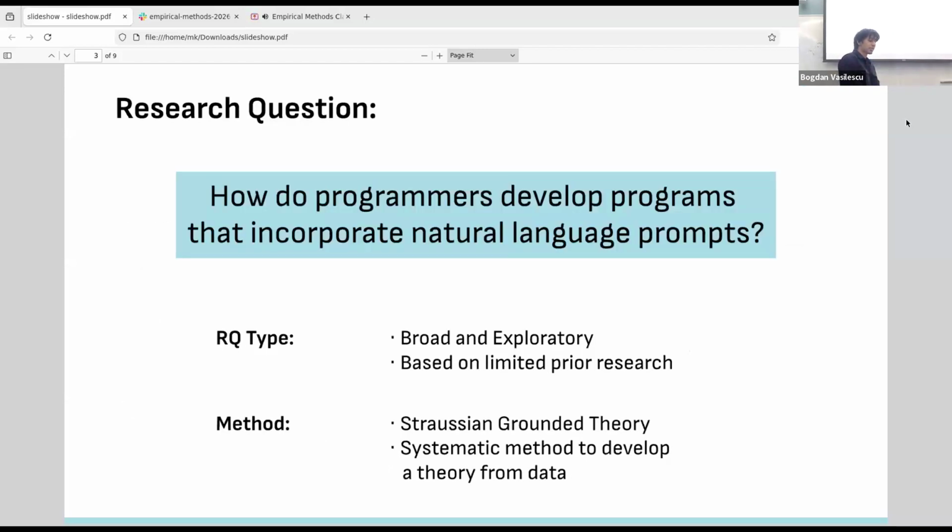So their question was, how do programmers develop programs that incorporate natural language prompts? And so that was their only research question. It's very broad and exploratory. And they used this Strauss grounded theory method for developing a theory from this qualitative data.